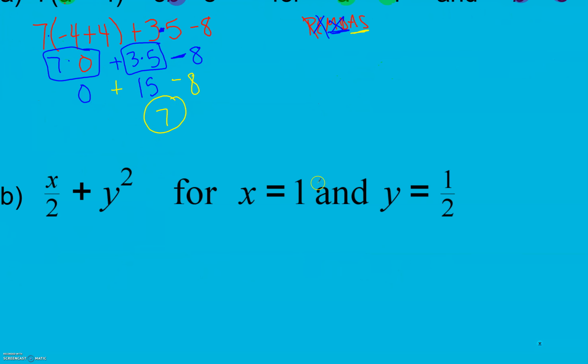Okay, so everywhere I see an X, I'm going to plug in a 1. And everywhere I see a Y, I'm going to plug in a half. So it's going to be 1/2 plus Y is 1/2 squared. According to PEMDAS, we do parentheses, then exponents. So I'm going to take half times a half, which gives me a 1/4. With fractions, we multiply straight across and bring down the rest of my problem.